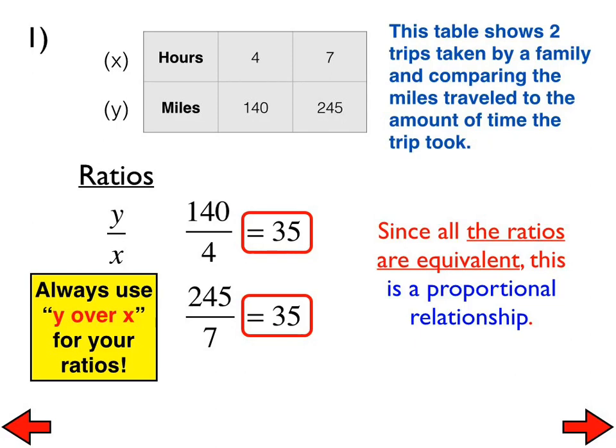If within our table we end up with ratios that are all equivalent to each other, that results in a proportional relationship. If they're not all the same, if they're not all equivalent to each other, much like in the previous example that I gave you, then that means that it's not a proportional relationship. And that's what we're checking for. Do we have a proportional relationship or not?